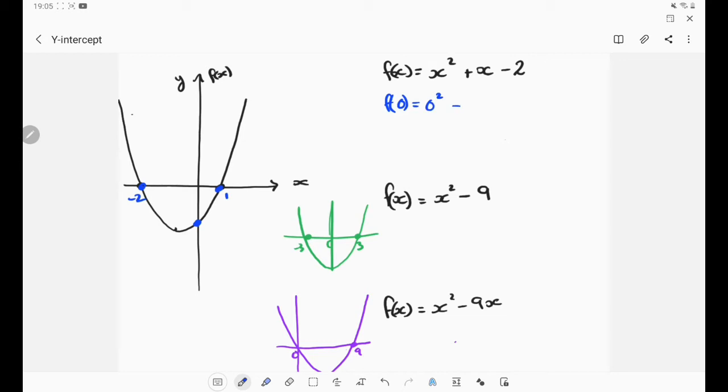So we have 0 squared plus 0, take away 2. Now that's going to disappear, and so is the other 0, and you're going to be left with just minus 2. So this parabola crosses at minus 2. You might have been able to spot that because anything with an x will be 0, and we are just left with the value number at the end.